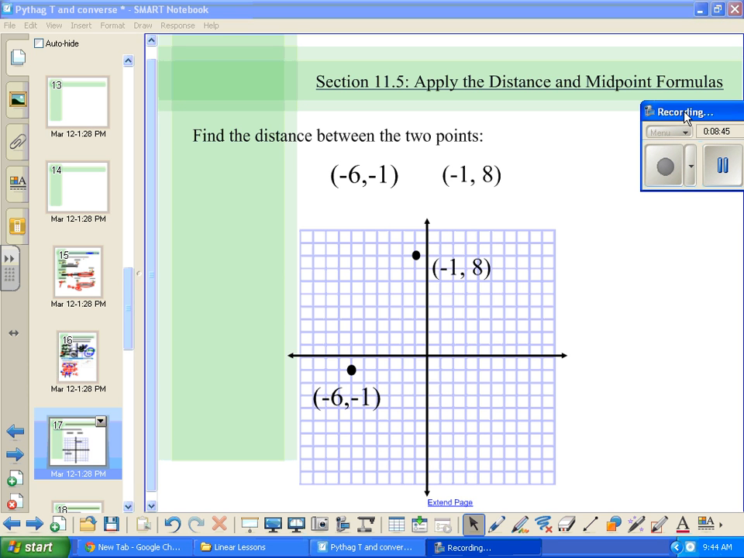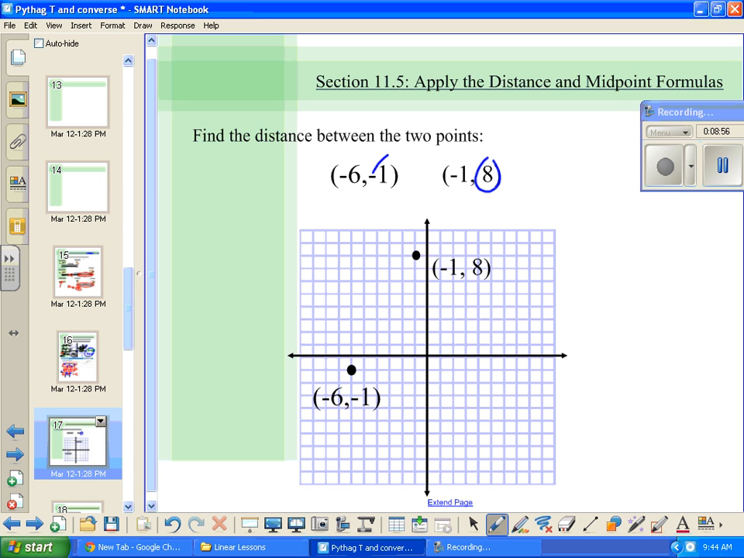It says find the distance between these 2 points, -6, -1, and -1/8. So what I'm really doing, kind of like we did in the previous problem, is I'm going to subtract the coordinates, almost kind of like finding the slope, because you're finding out how much you go over and how much you go up. So I'm going to do 8 minus, and remember it's subtraction, so 8 minus -1, I'm getting 9 here when I subtract the y coordinates. If I take -6 minus -1, I'm going to get -5. And I'll show you how that works kind of here on the grid.